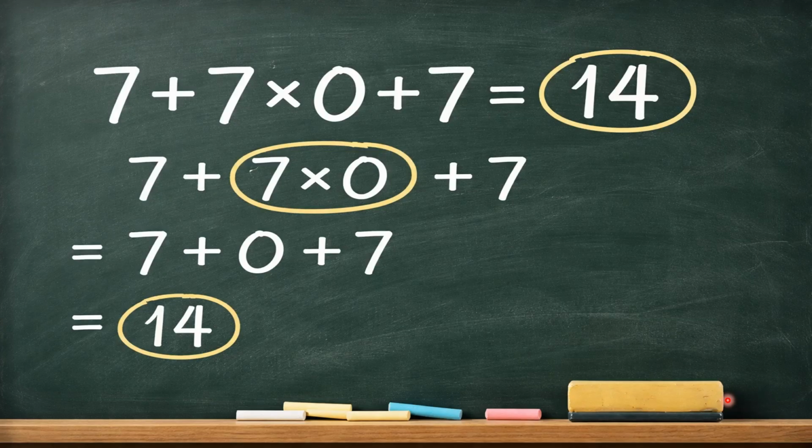This one's very simple. 7 plus 7 times 0 plus 7. Multiplication, again, has precedence. So 7 times 0 is solved first. 7 times 0 is what? It's 0. All right, so you're left with 7 plus 0 plus 7. And the answer, the only correct answer that there has ever been, 50 years ago, 100 years ago, 200 years ago, it's 14.